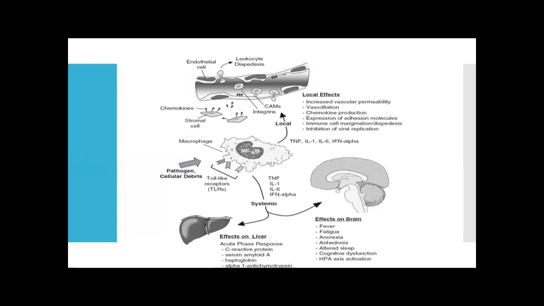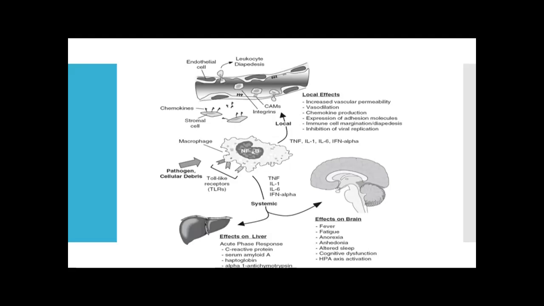Now, when NF-κB is stimulated, it releases TNF, IL-1, IL-6, and IFN-alpha. Now, in local effects, it stimulates stromal cells to release chemokines and endothelial cells for expression of adhesion molecules and immune cell margination and diapedesis. Along with this, there is also increased vascular permeability, vasodilatation, and inhibition of viral replication.